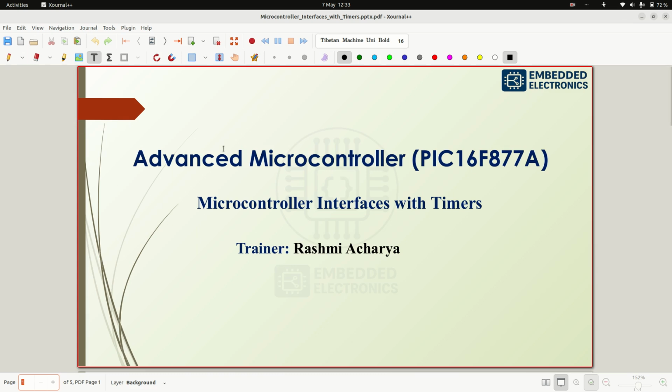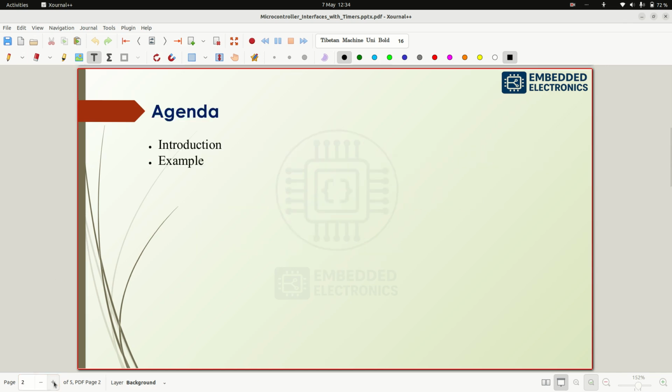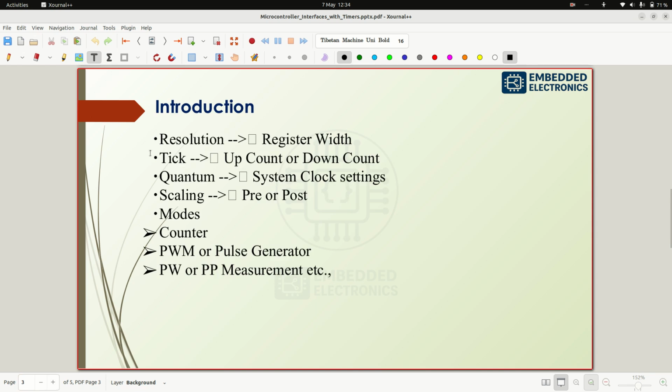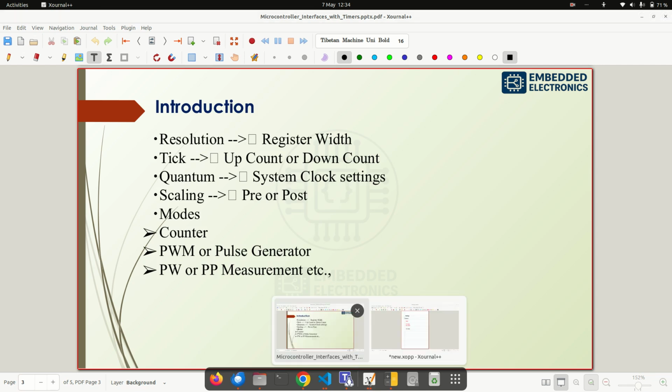Welcome back to the Advanced Microcontroller series. In the previous session, we discussed microcontroller timers, which covers resolution, tick, quantum. In this session, let's discuss scaling and modes.